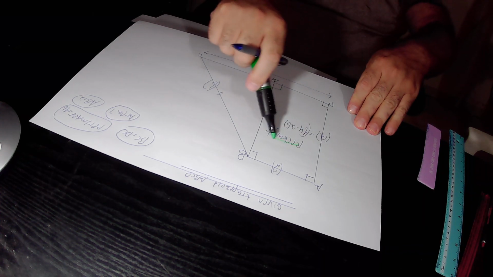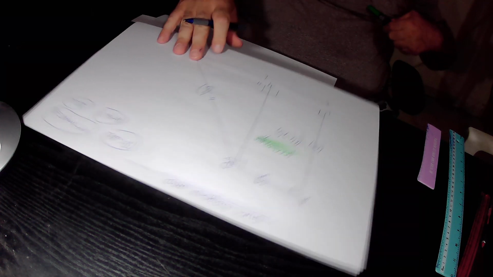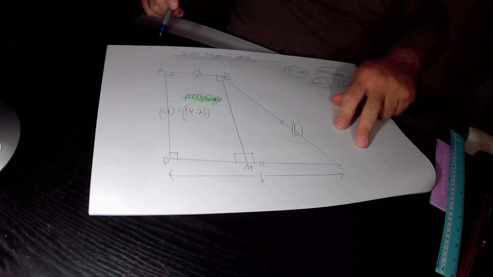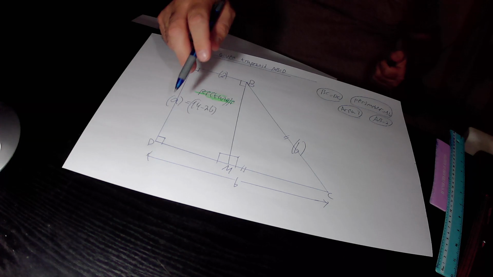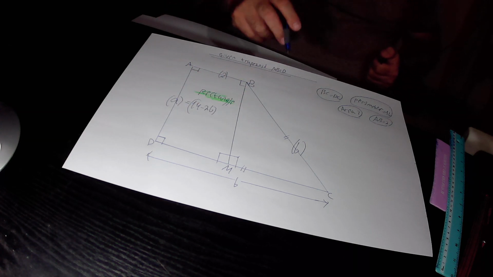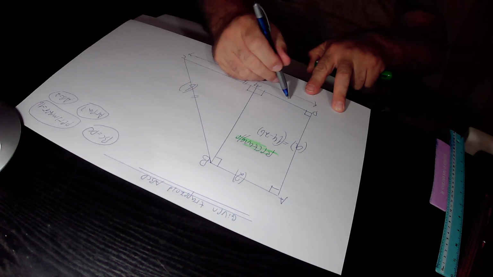But we also know that the opposite sides of a rectangle are equal to each other. So in this rectangle ABMD, side AB must be equal to the opposite side DM. But AB is 2, therefore the opposite side DM must also be equal to 2 units in length.